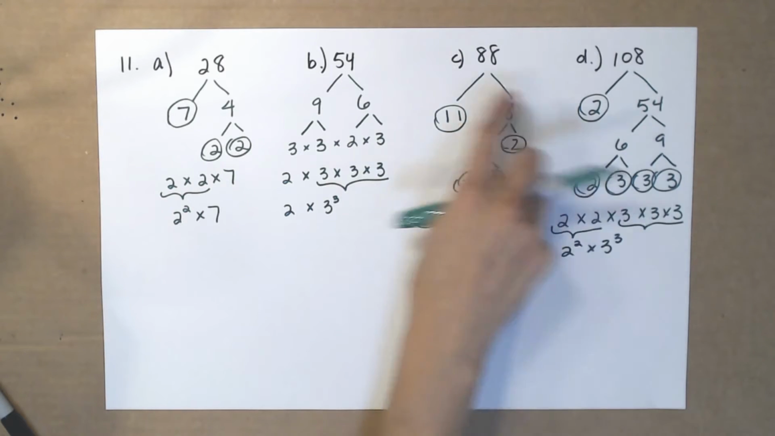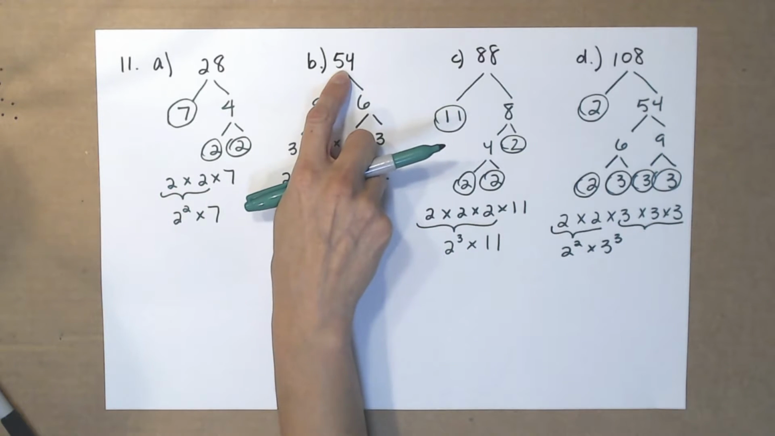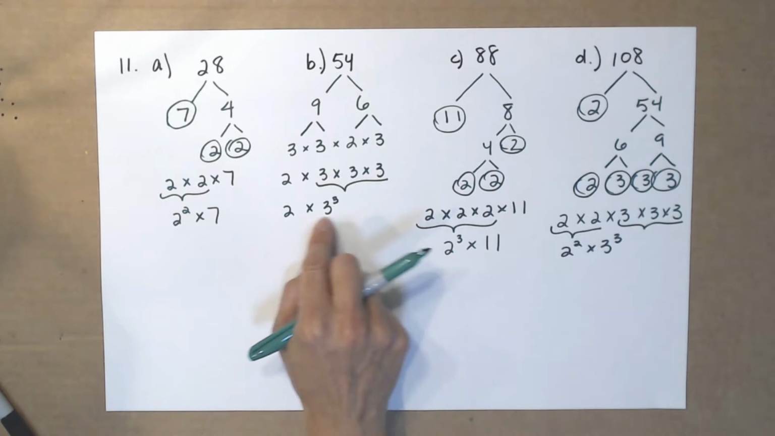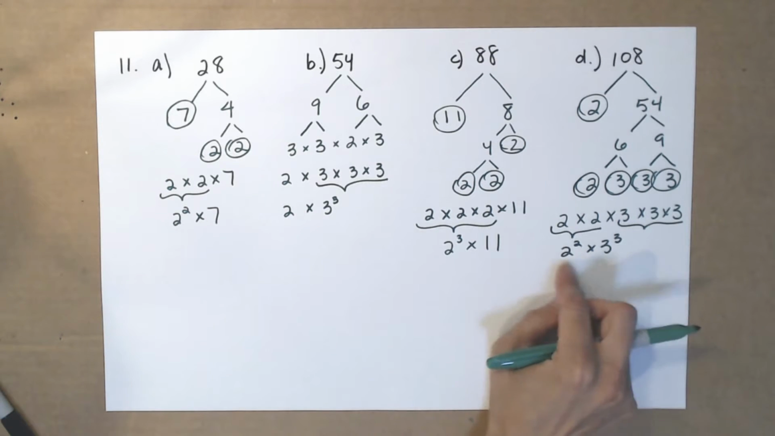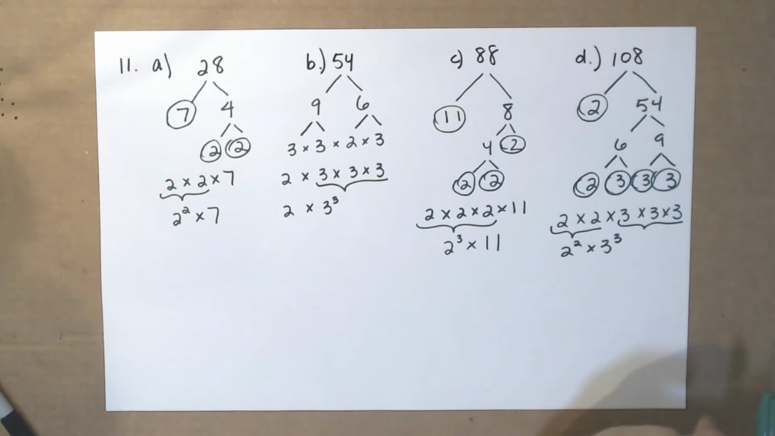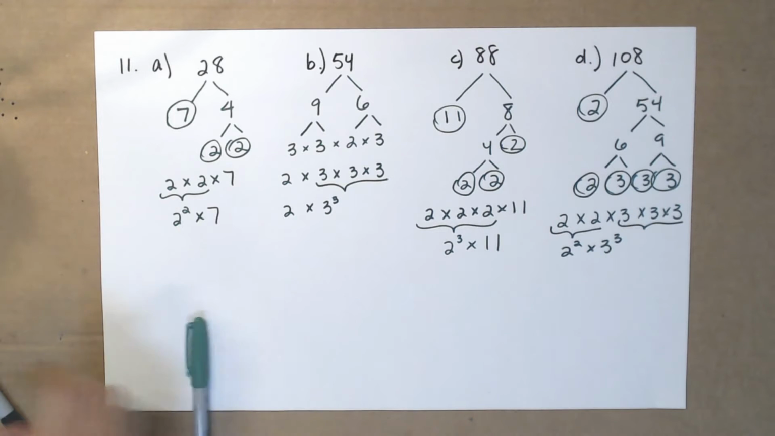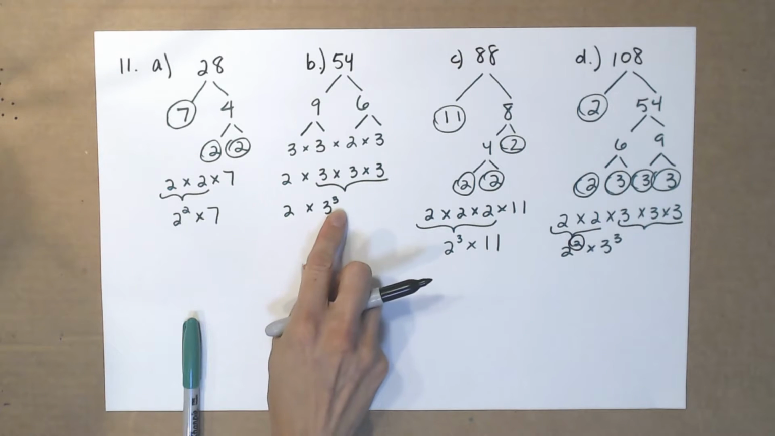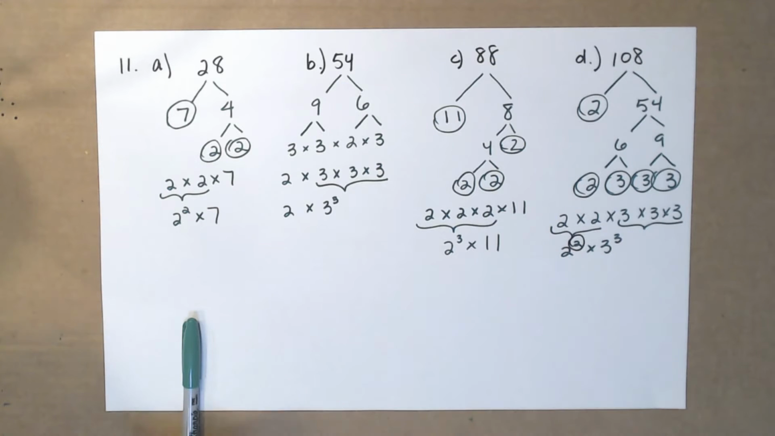So really you can see that 108 was just 54 times 2. So if you take this prime factorization and multiply it by another 2, you get this prime factorization, because 108 is twice 54. So right here is that extra 2. Instead of 2 times 3 to the third, we end up with 2 squared times 3 to the third.